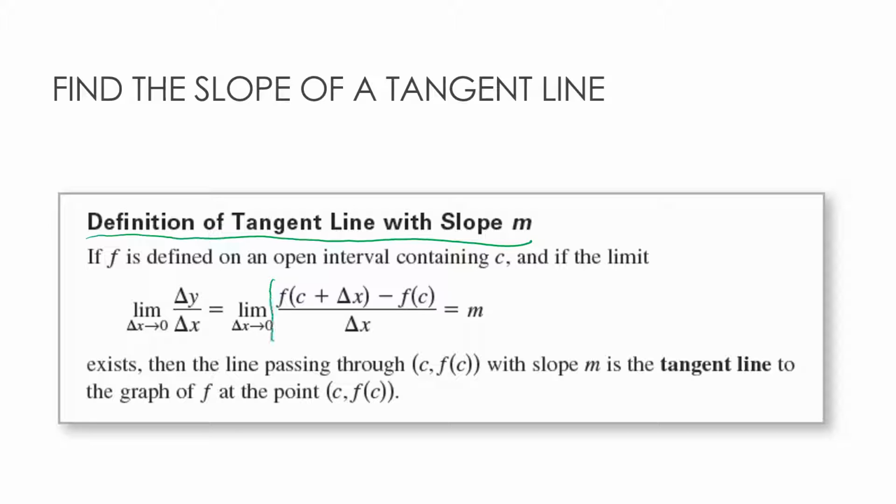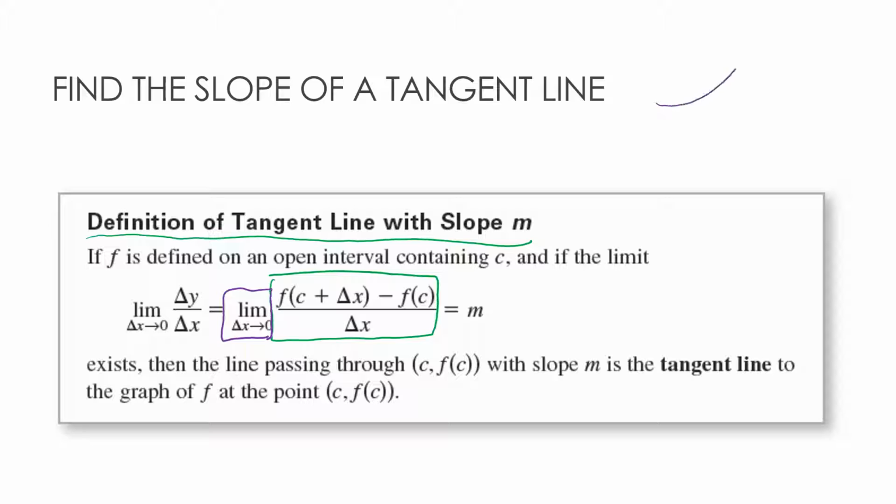This part right here is what we just came up with together. f of c plus delta x minus f of c over delta x. Now notice that I've added in the limit as delta x approaches 0. So why is that important?